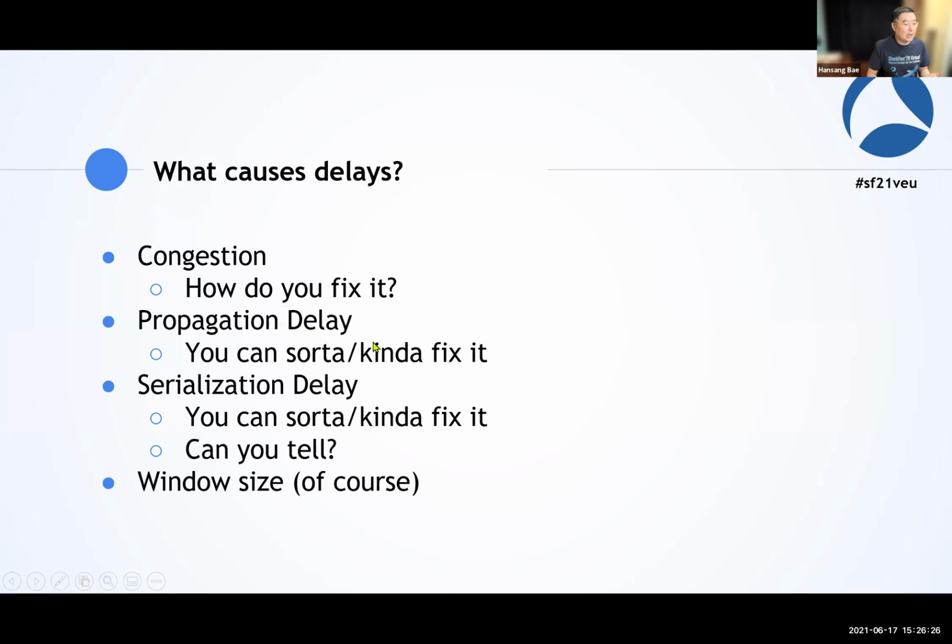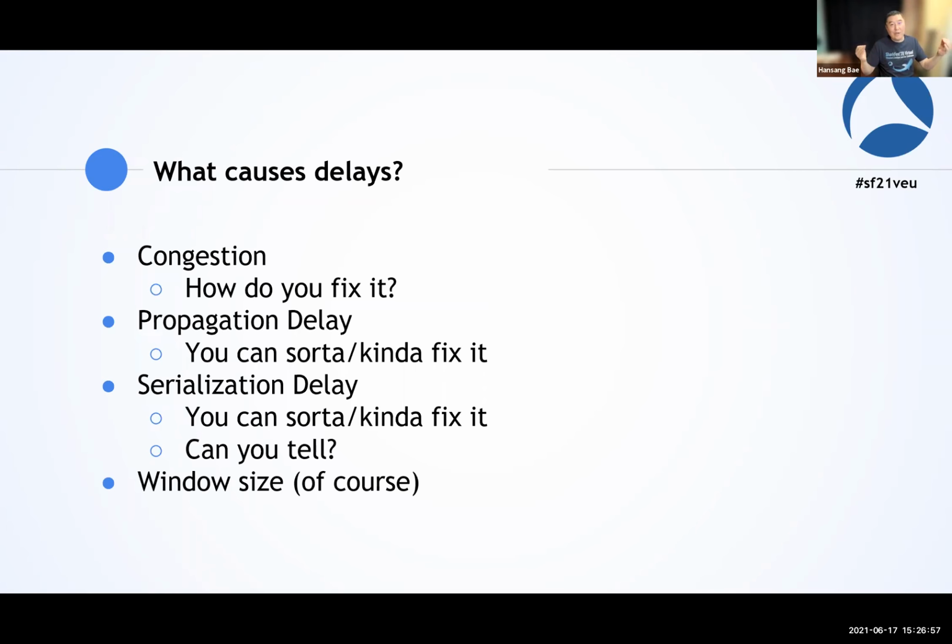And I said here, you can sort of kind of fix it because you can buy a faster transmission method. If you Google it, copper has a certain property based on the speed of light, how fast the electrical signal can go from the beginning of the wire to the end of that wire. And that speed is fixed. Now, how do you fix it?